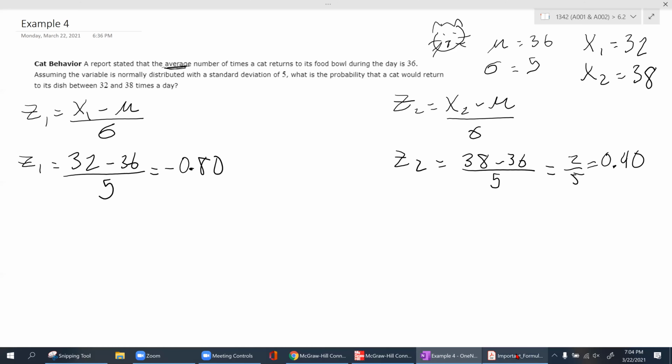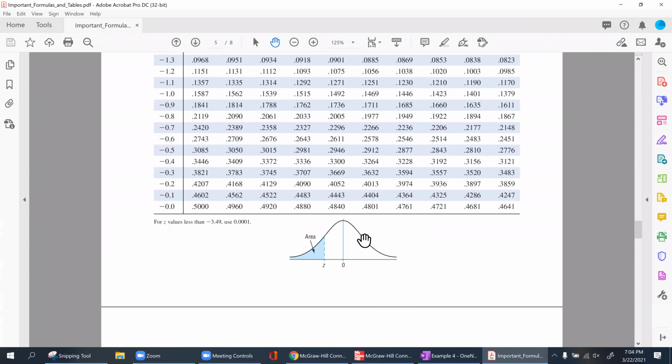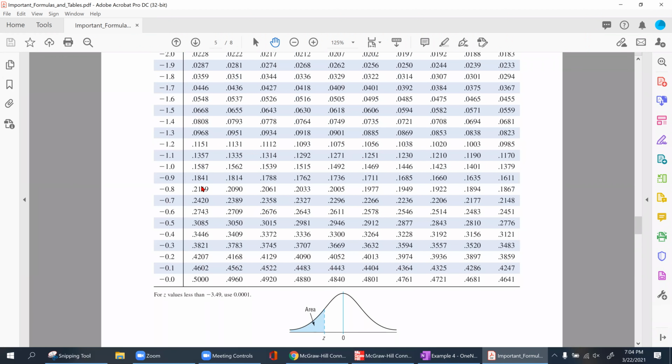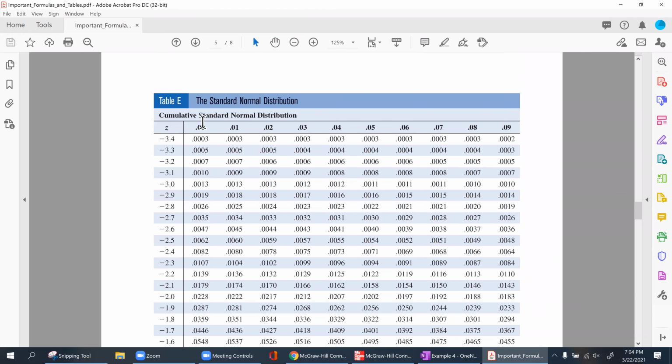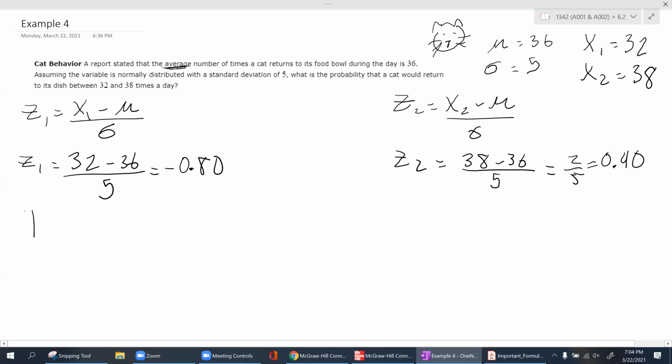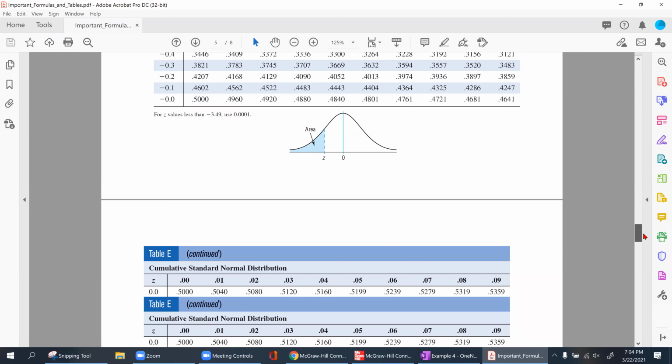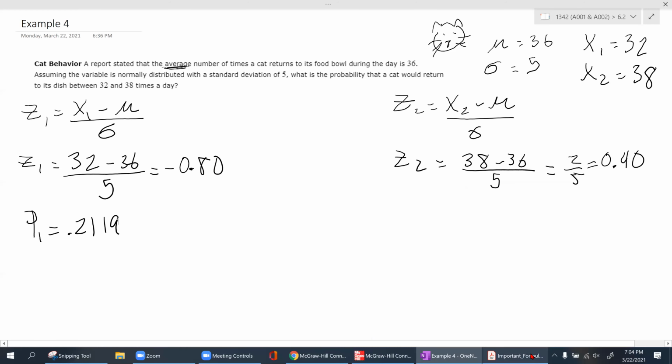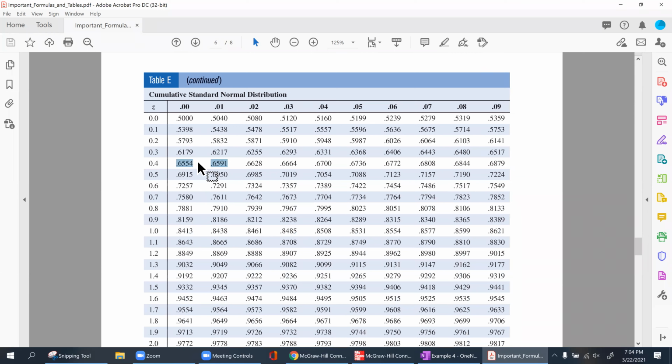Let's find the probability values for those. Let's start with negative 0.80. 0.8, that belongs to 0 or to 1? 0, that's the one we're looking for. So this is 0.2119. Now let's find it for 0.40. I know I said I wasn't going to pull it up, but it's handy already, the sheet, so why not? 0.40, it's right here. That's the one I'm looking for: 0.6554.